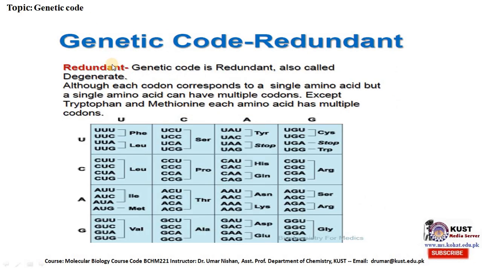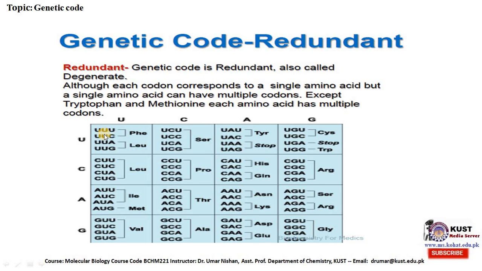Now, genetic code is redundant. What does it mean? Genetic code is redundant, also called degenerate. Although each codon corresponds to a single amino acid, a single amino acid can have multiple codons. Except tryptophan and methionine, each amino acid has multiple codons.